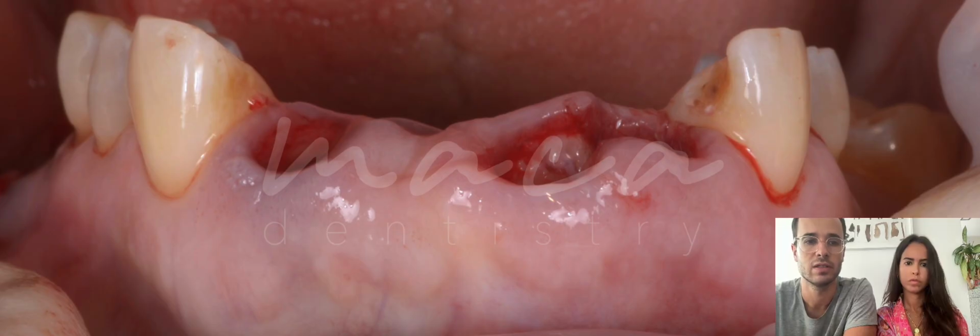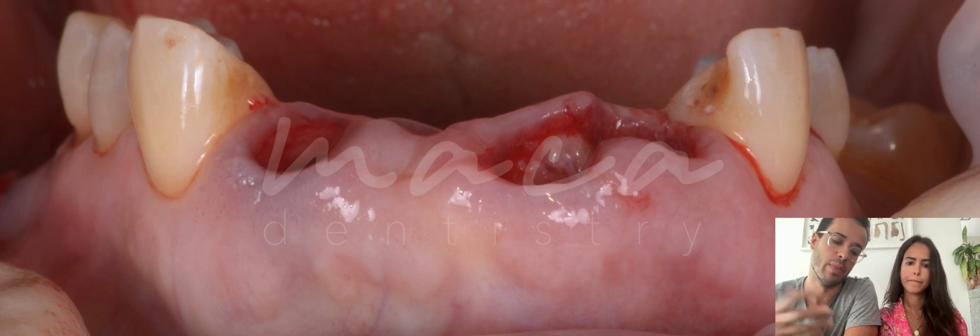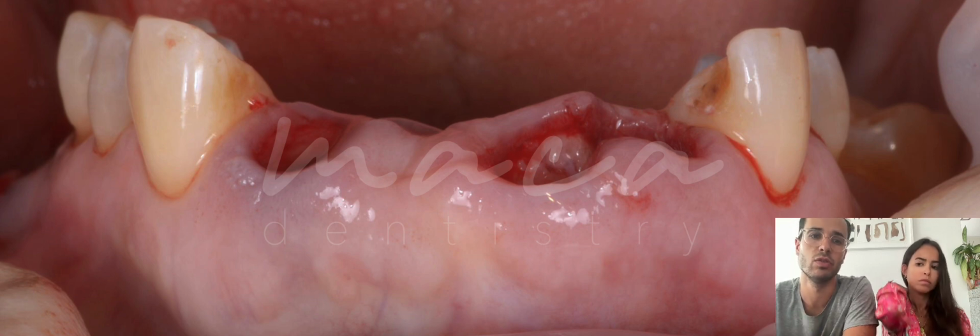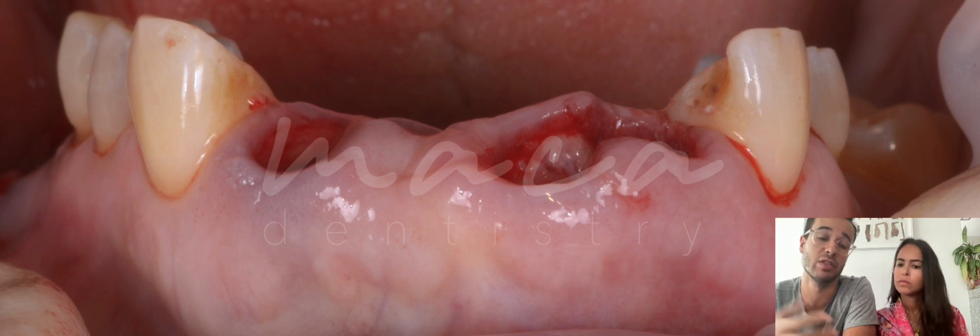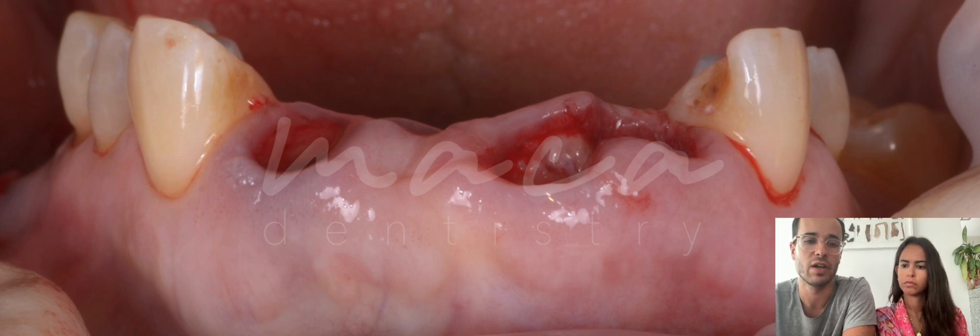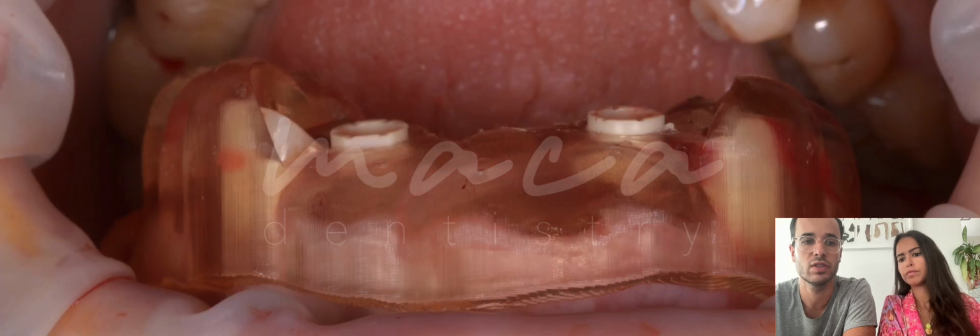surgery. So first, what we do, we have to extract the roots. In order to have the best outcome possible in the end, we have to be very careful with the tissues in order to not make any damage both for the soft and hard tissues. And this is the image after the extraction of the roots.